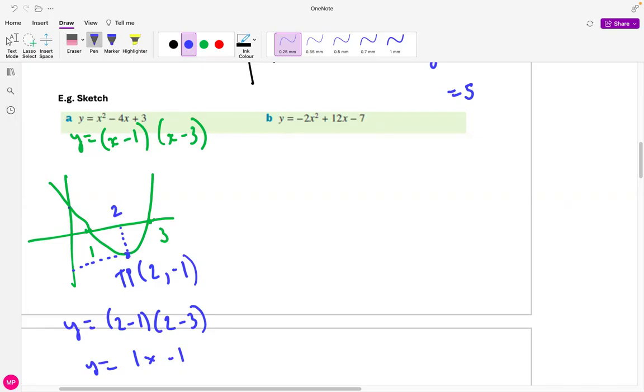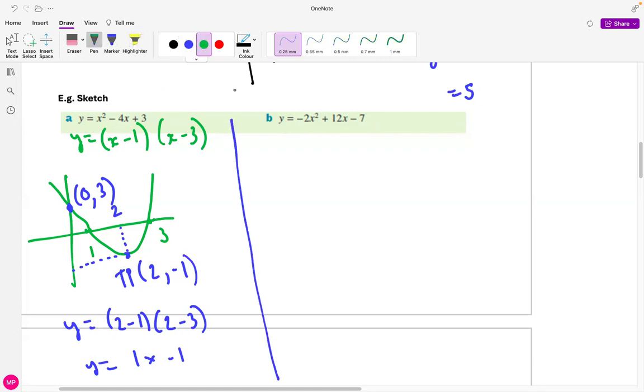Okay. Now, the last step, we find the y-intercept. We let x equal 0. So we substitute 0 in here. 0 minus 1 times 0 minus 3, which gives you positive 3. There you go. So you have the whole shape.